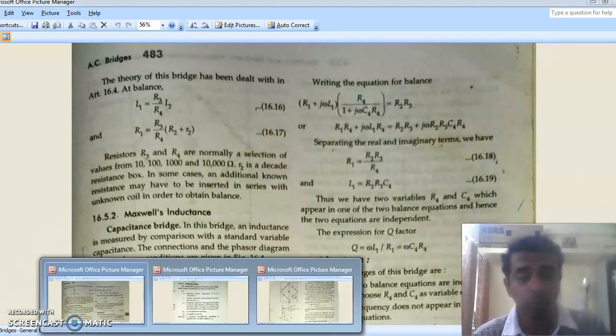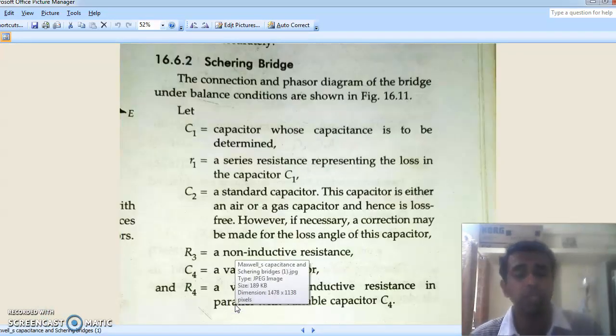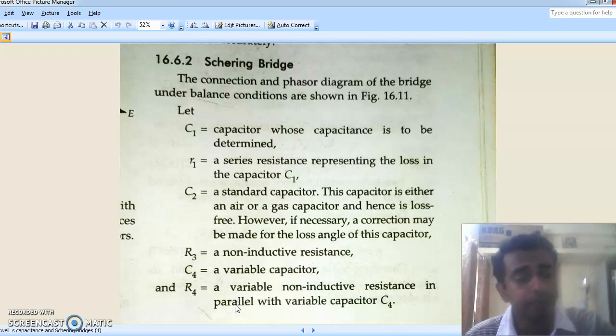And then we will move on to the next one, that is Schering bridge. So Schering bridge is nothing but another bridge. The previous two bridges were to find the unknown inductance. This bridge is used to find the unknown capacitor. So C1 is the unknown capacitor, and C1 will have its own series resistance. This resistance will indicate the loss in the capacitor. So this R1 represents the loss in the capacitor C1, and C2 is another standard capacitor.